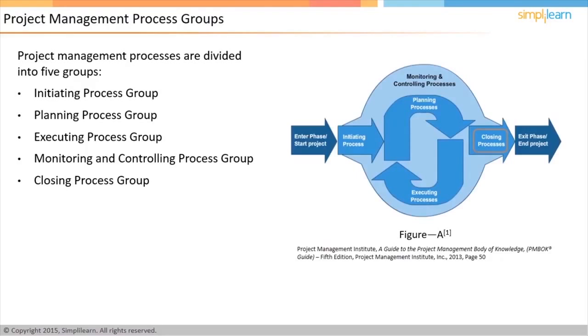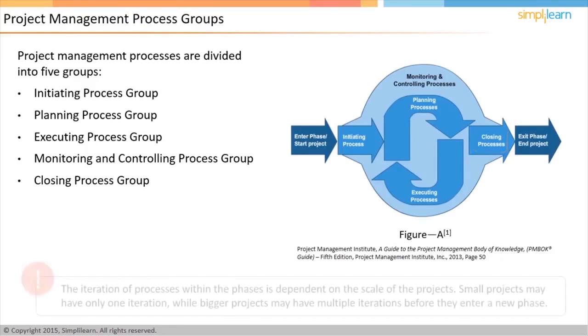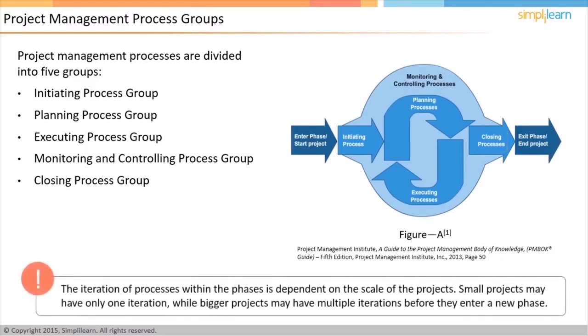The typical project management process in the closing phase releases resources back to the resource pool so the team members can be assigned to another project. Note the iteration of processes within the phases is dependent on the scale of the projects. Small projects may have only one iteration, whereas bigger projects may have multiple iterations before they enter a new phase. Project management processes are overlapping activities. Let us look at the interaction between these activities in the next screen.